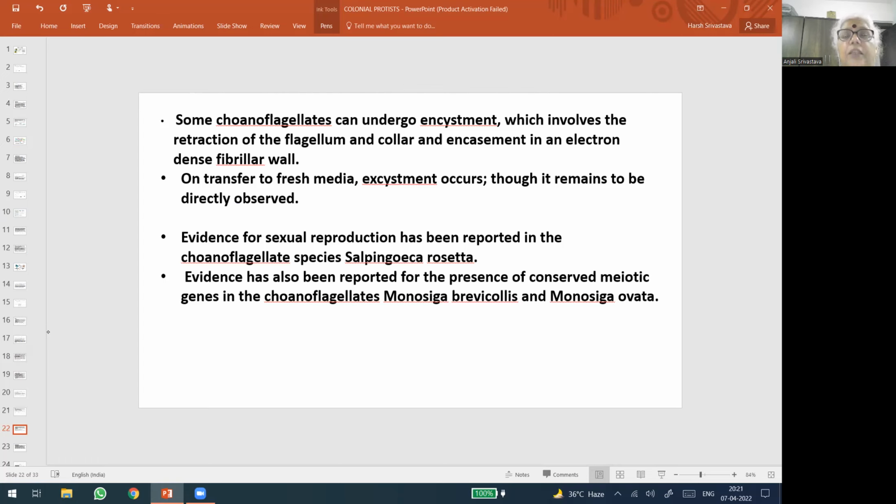that is preceded by encystment, which involves the retraction of the flagellum and collar and its encasement in an electron-dense fibrillar ball. On transfer to fresh media, excystment occurs, and it is yet to be directly observed. बहुत details नहीं देखा गया, but most probably choanoflagellates अपने microvilli को contract कर लेते हैं, फाइब्रिल्स को, और इस तरह से encysted condition में रहते हैं, और जब conditions favorable होते हैं then they show the excystment and development into the new forms.